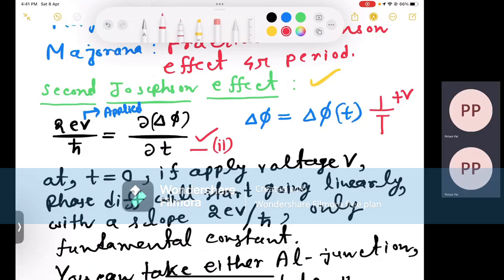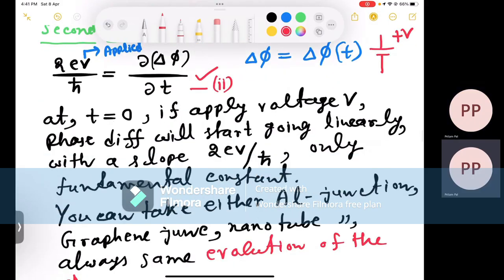Let's say at t equals 0, we apply a voltage V. The phase difference will start going linearly, as you can see from this Josephson equation. So what they have established is that the rate of change of phase difference is directly proportional to the applied voltage. E and h are fundamental constants, but mainly it's changing linearly with the applied voltage, and the slope is 2eV over h-bar.